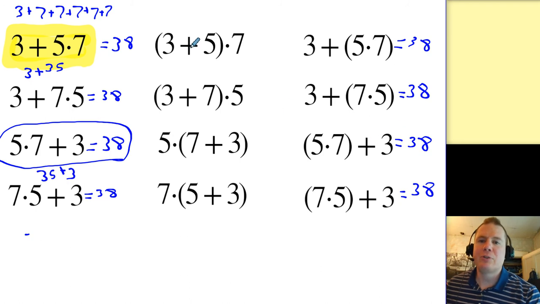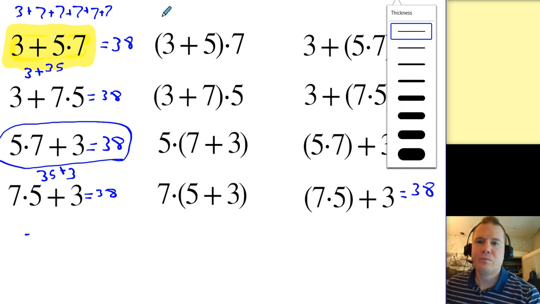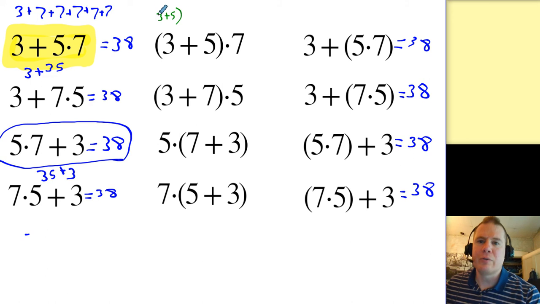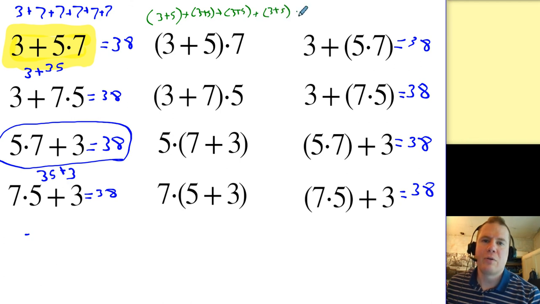By putting parentheses around this addition, that's changing the problem. This isn't saying I have 7 fives. This is saying I have 7 3 plus 5s. Let me change color here. 3 plus 5, and another 3 plus 5, and another 3 plus 5. Should have used a smaller number. There we go.